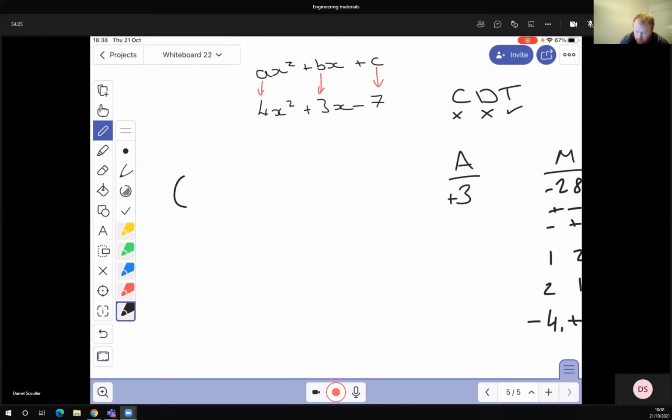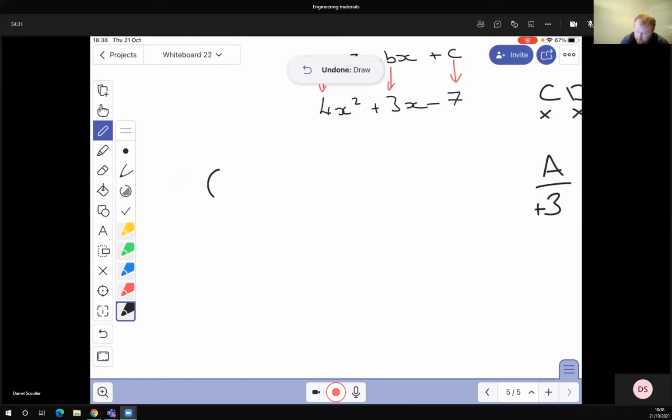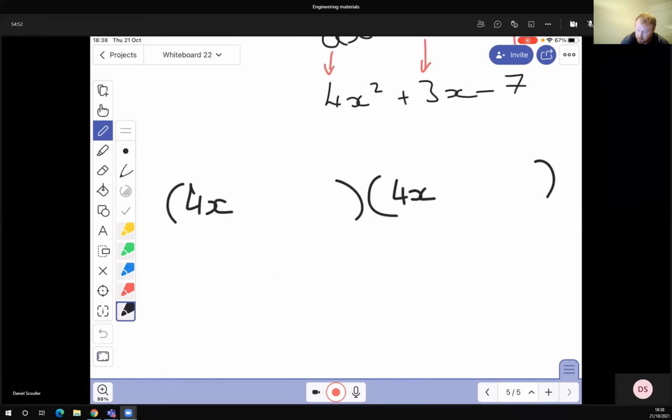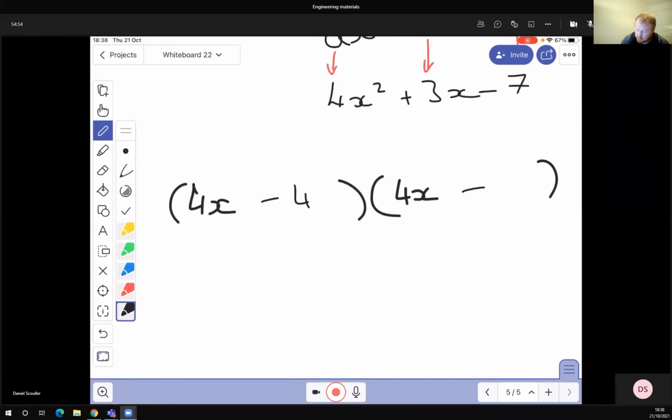So set up some brackets. We're going to take the ax squared term and split that over two brackets, but we're going to keep a the same. We keep that first number the same. Then we put in what we've just found out, so it's going to be -4 and +7. Then we're going to divide all that by the a term, in this case the number 4.